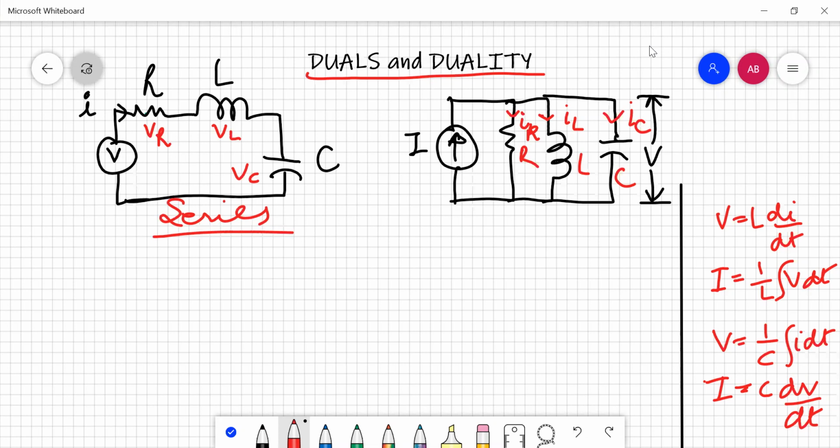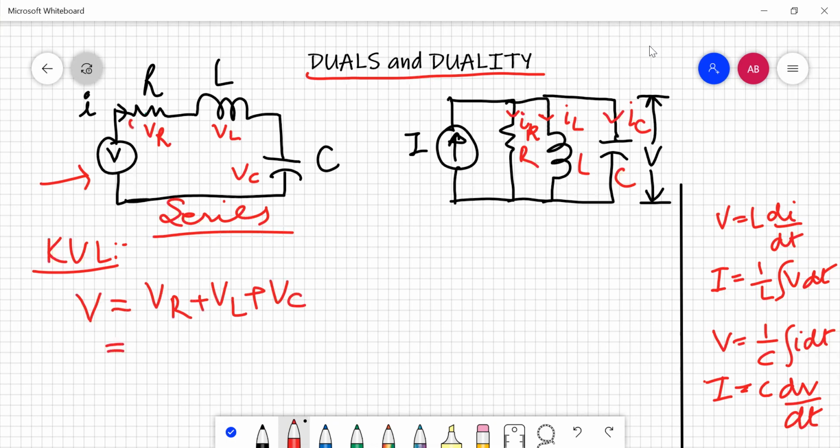So when we talk about your series circuit, we always go for Kirchhoff's voltage law. So let's apply KVL on this circuit. What you are going to get is total voltage V will be equal to the sum of voltages across the resistor, across the inductor, and across the capacitor. So let's fill it with the formulas.